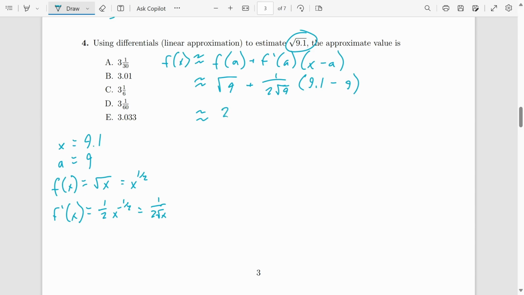Square root of 9, that's just 3. 1 over 2 times the square root of 9. So square root of 9 is 3. 2 times 3 is 6. So this is going to be plus 1/6. Plus 1/6. There we go.